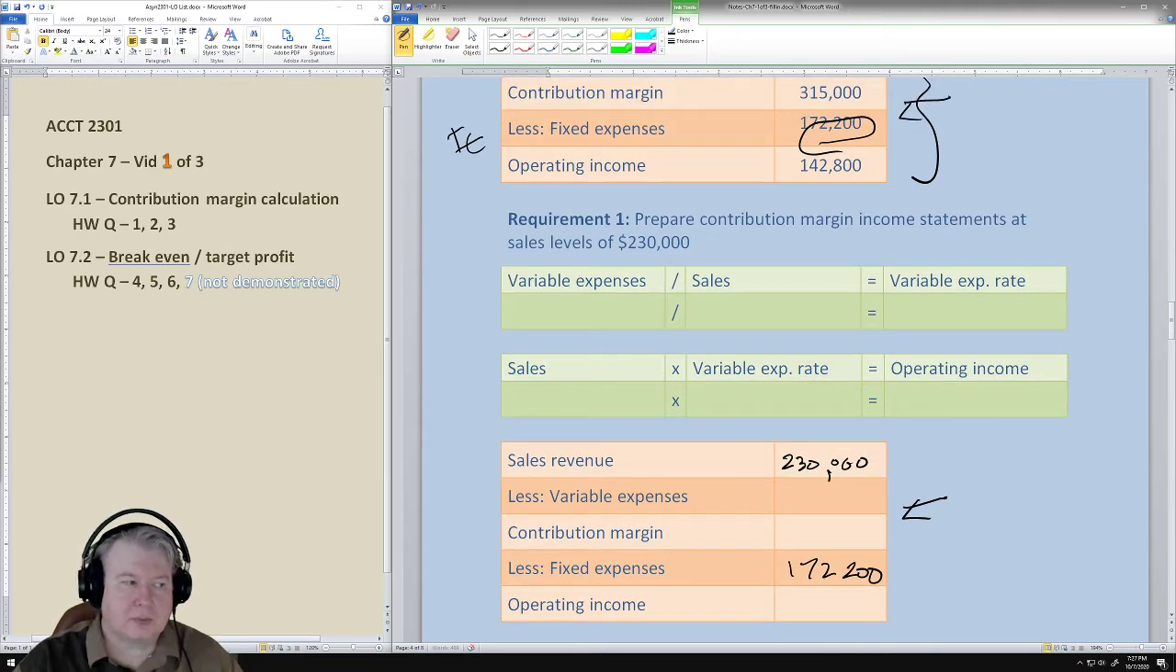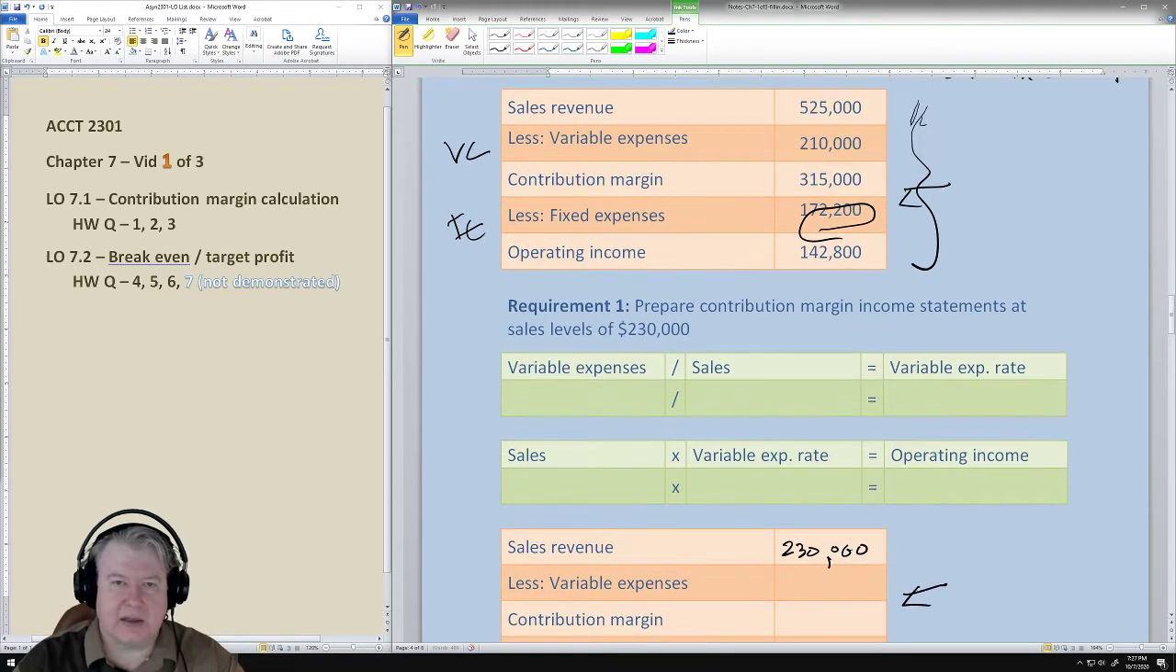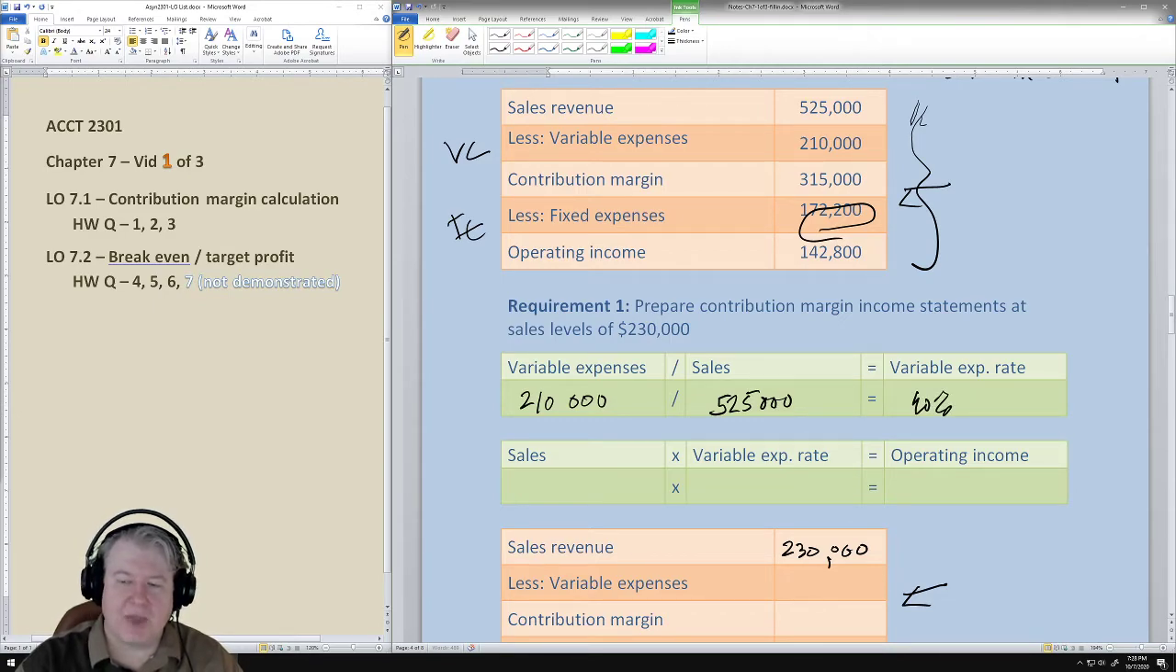So we would start up here and go variable expenses divided by sales. And that's going to give us a rate, 40%. Now notice I'm not calling this the contribution margin rate because it's not. And we'll see a little bit later why it's not. But just be aware, this is the variable expense rate.